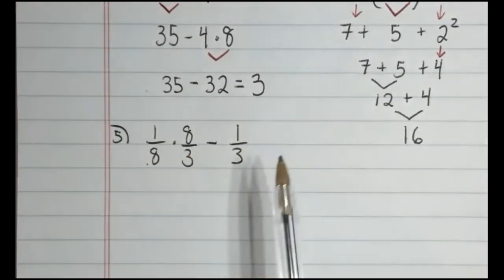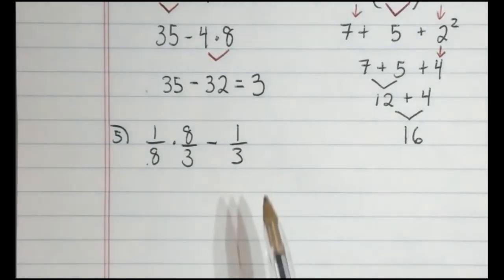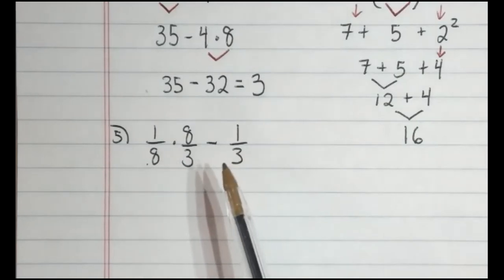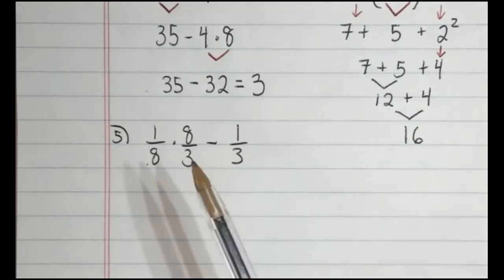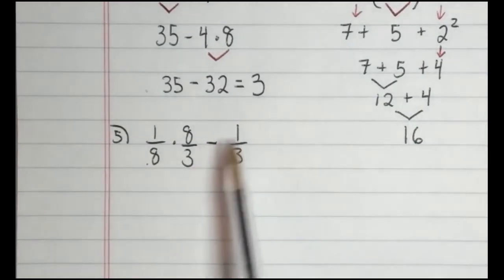So again, we're dealing with order of operations. The first thing I'm going to look for again is parentheses. I don't have parentheses. Move on to the next one. Exponents. Do I have exponents? I don't have exponents. Now we're done. The last thing is addition, subtraction. I mean, multiplication, division. Addition, subtraction is last.